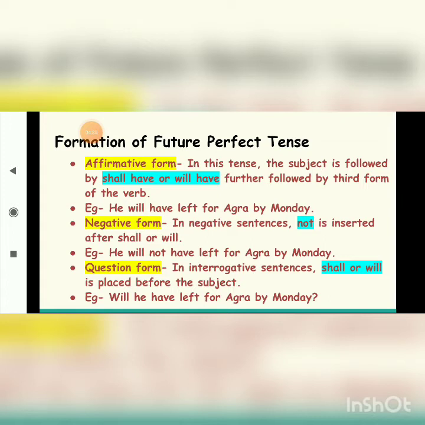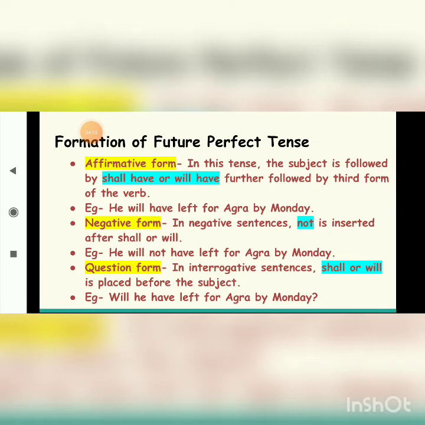So how the sentence will become, students, now? He will have left for Agra by Monday. So we have used over here will have. He is the subject. We have used will have, left for Agra by Monday.